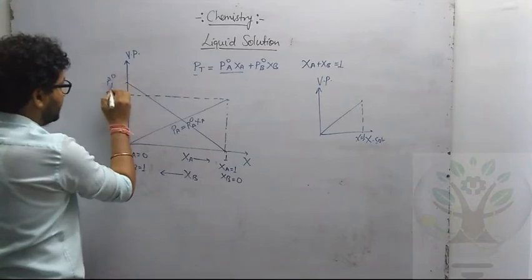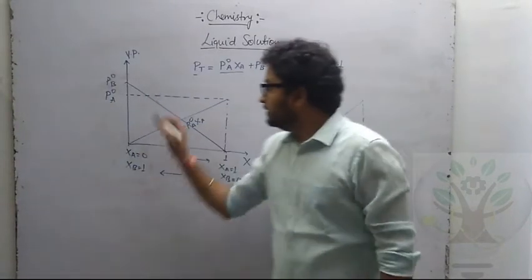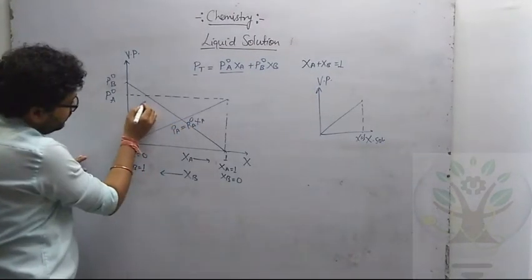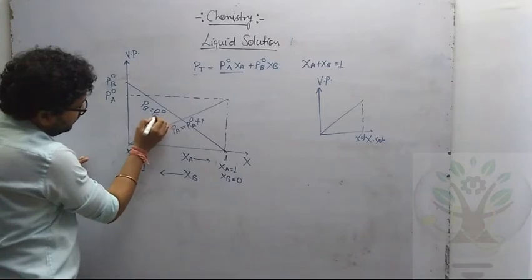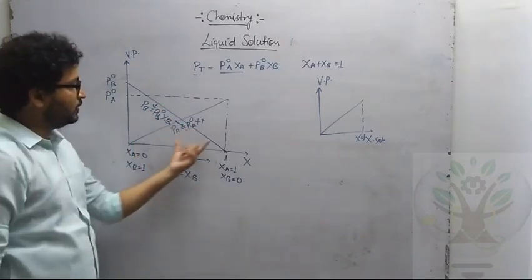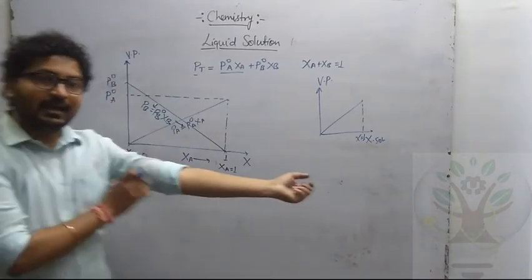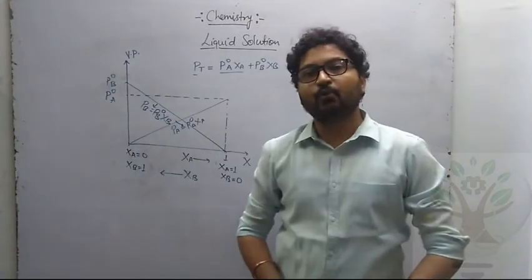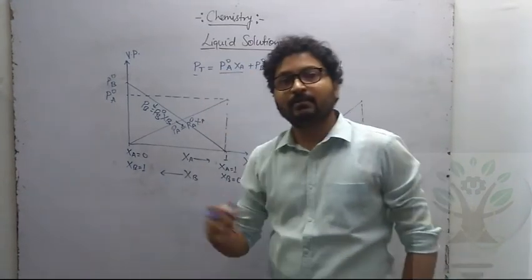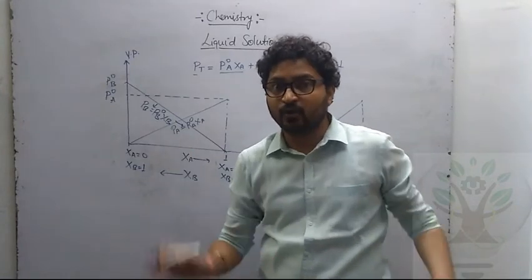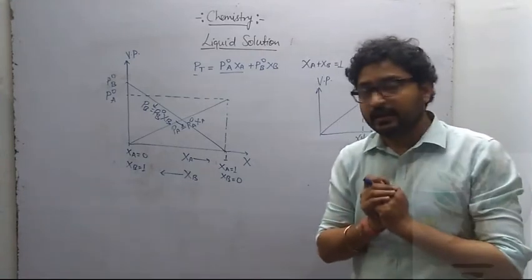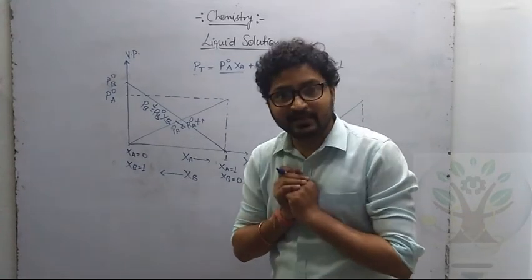I hope you are getting this. This straight line belongs to PB equals P naught B into XB. And this graph belongs to PA equals P naught A into XA. I have made two separate graphs for both the liquids. But think about this. Do we have separate A and B? No, we have both together. So if we want to draw a graph that includes both, we want the summation of these two, isn't it?